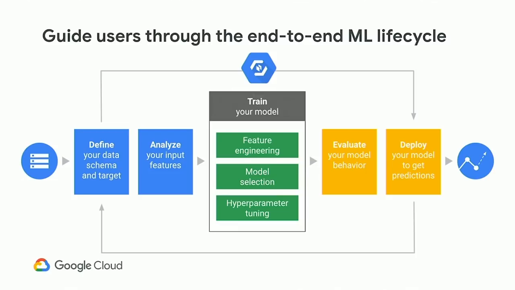So we start with helping you ingest your data and then easily define your data schema and target, analyze your input features in a feature statistics dashboard, automatically train your model, including automated feature engineering, model selection, and hyperparameter tuning, as well as evaluate your model behavior before deploying into production, and then deploying in a single click. Through this, we can help ensure that what used to take months of time only takes weeks or even days.